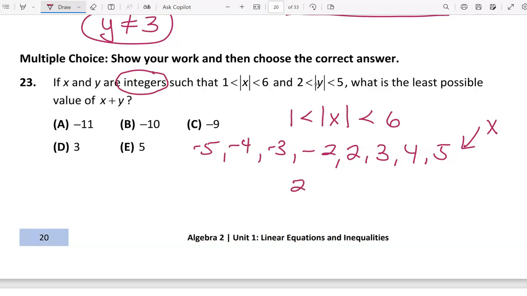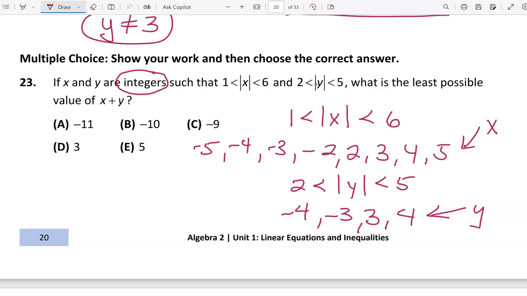Now, we also know that 2 is less than the absolute value of y, which is less than 5. So the absolute value of y is sandwiched between 2 and 5. So y can be 3 or 4, really, not 2 or 5. But y could also be negative 3 or negative 4, because its absolute value would still be between 2 and 5. So those are all of our possibilities for y.